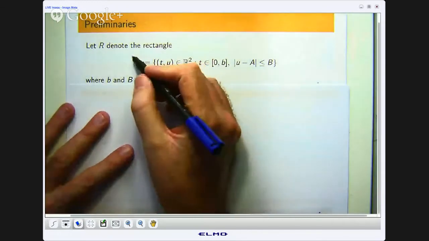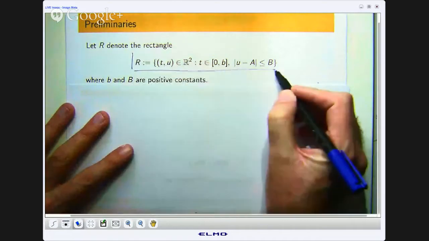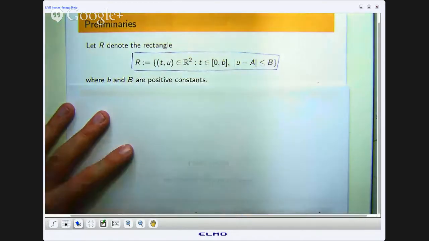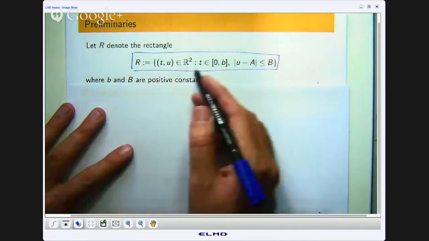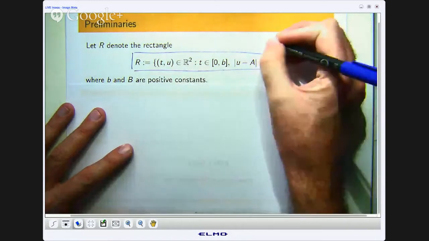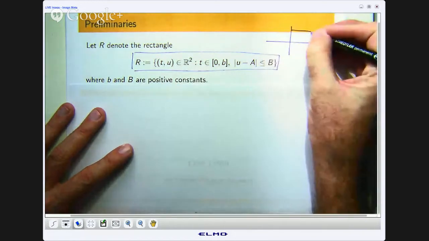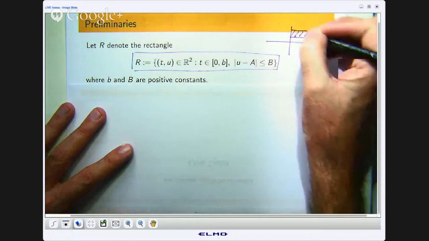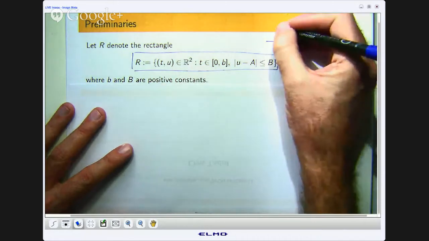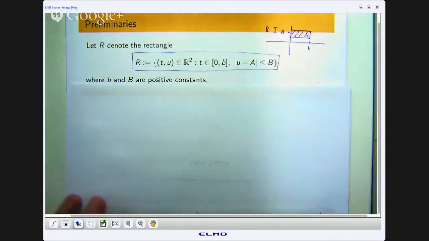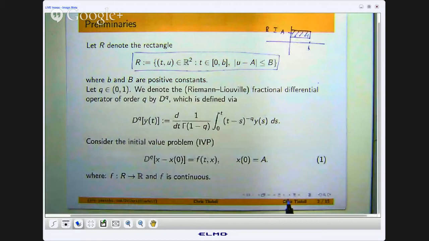Well, we're going to introduce this rectangle here. Big B and little b are positive constants. So this is a rectangle that kind of sits in two-dimensional space, something like that. That might be B, in the middle is going to be A, and this thing here is going to be B. All right?